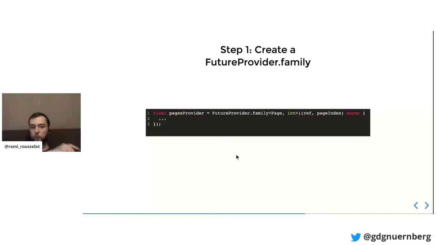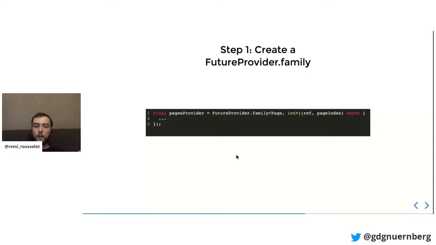So by using a FutureProvider combined with family, we are able to both asynchronously obtain the page and also have a result that varies depending on the page that you're trying to obtain. Here the syntax is FutureProvider.family. We specify the return type, so it's an instance of the page object. And then we specify the parameter. Here it's just an integer for the page index.